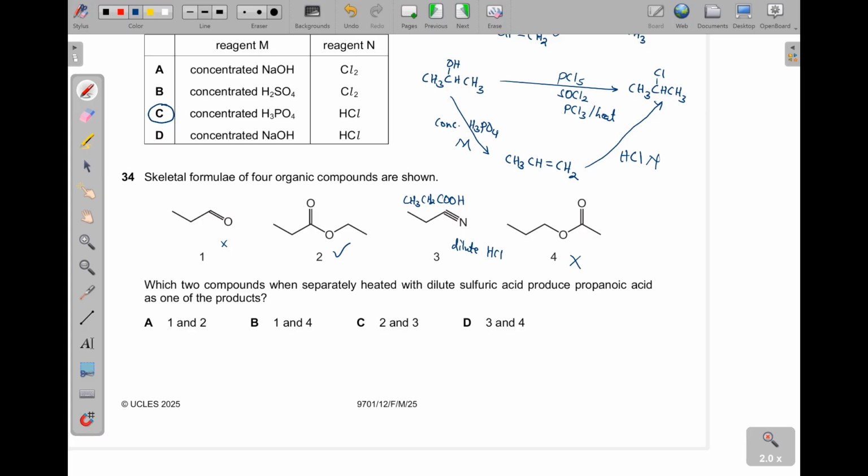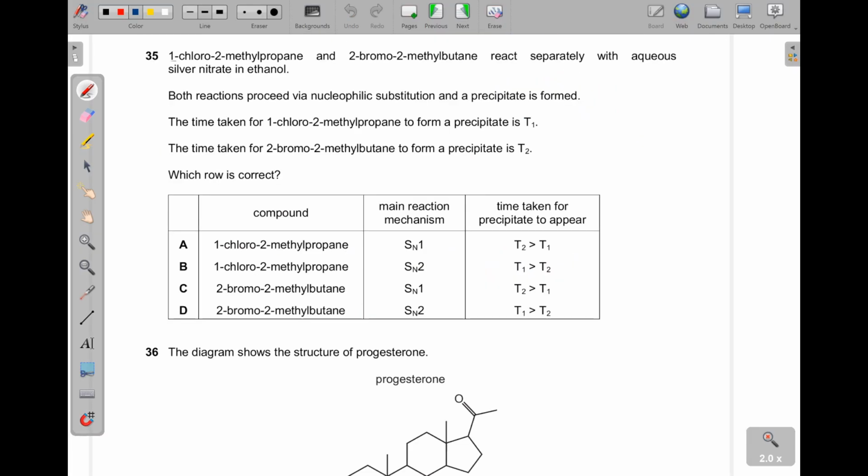Then the other inorganic compound that we get from here is ammonium chloride. But now since we are using dilute sulfuric acid, it is going to work the same way as dilute HCl. So instead of getting this one, I'll get ammonium sulfate as the inorganic byproduct that comes off from there. So this one gives us, and this one gives us. So that means our answer has to be with the 2 and the 3. So that is C. Question 35.